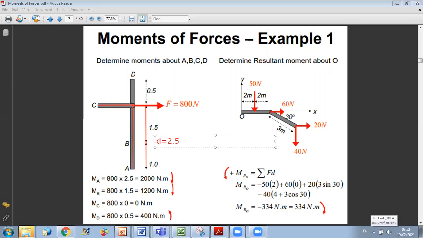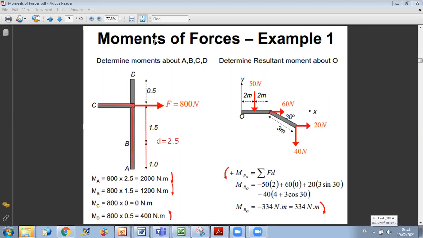And I know that the magnitude of the moment of a force about a point is equal to the magnitude of the force, which is here 800, times the distance separating the force to point A, which is 2.5. So I got that the magnitude of MA is 2000 Newton meter. I just still need to determine the direction.